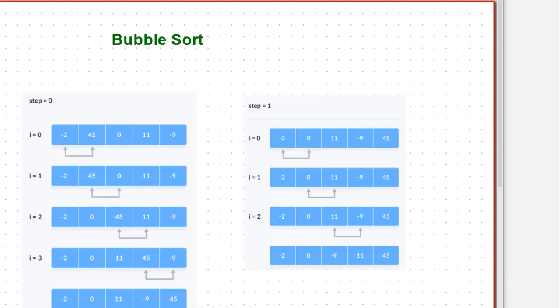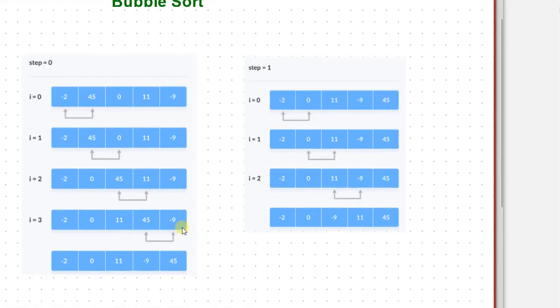Here we are checking whether -2 is greater than 45, which is not true, so we continue the loop. Here we check whether 45 is greater than 0. That is true, so we swap the numbers: 45 and 0 will be swapped to 0 and 45. Then again we check whether 45 is greater than 11, and if it's true we swap again, and this continues till the end of the loop. That's the basic working of a bubble sort.